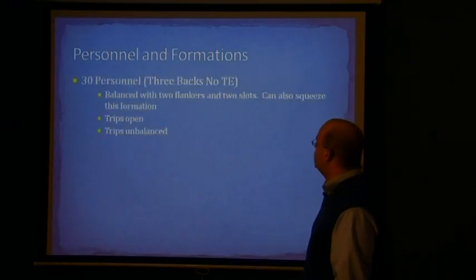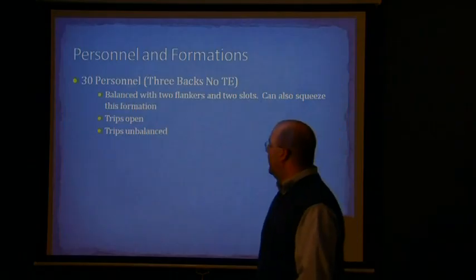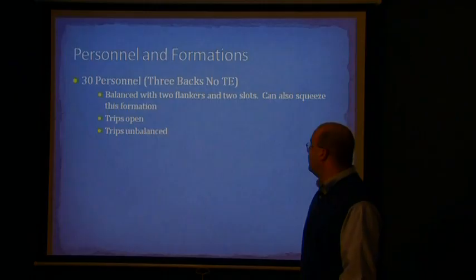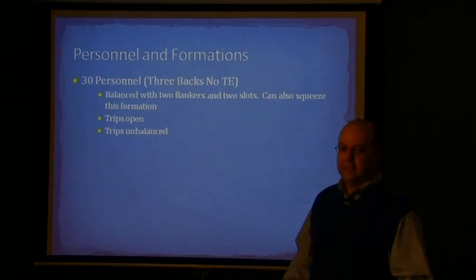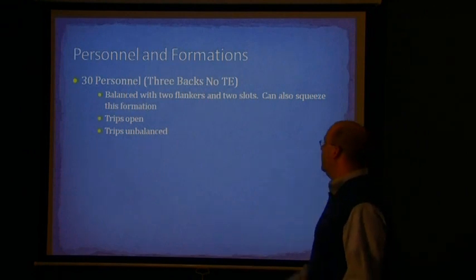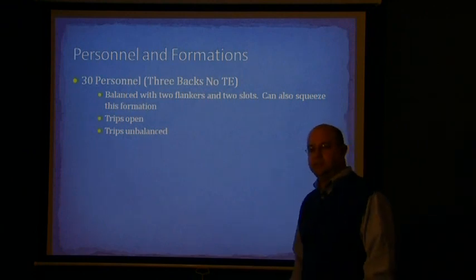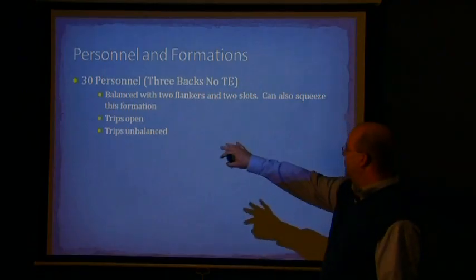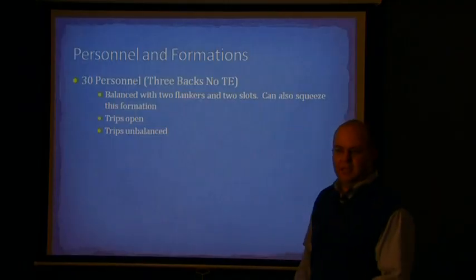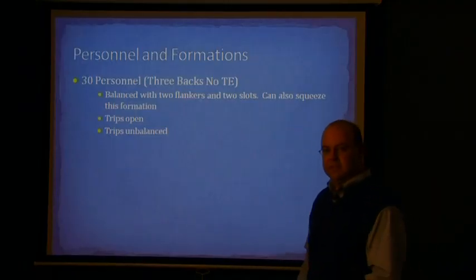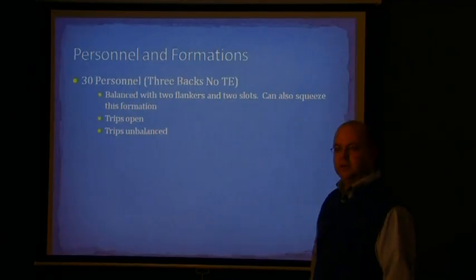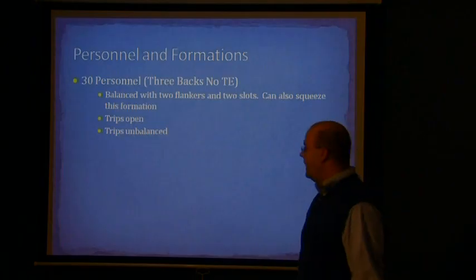Different personnel groupings and the formations that we run out of these personnel groupings. 30 personnel to us is 3 backs, which obviously is the fullback, the 2 slot backs, and 2 receivers. 30 personnel is a no tight end formation for us. And really the 3 different formations that we like to get into, and we're not a big formation team. We line up in 4, 5, or 6 different formations. We feel that by doing that we can teach our kids where everyone's going to be on any given snap.